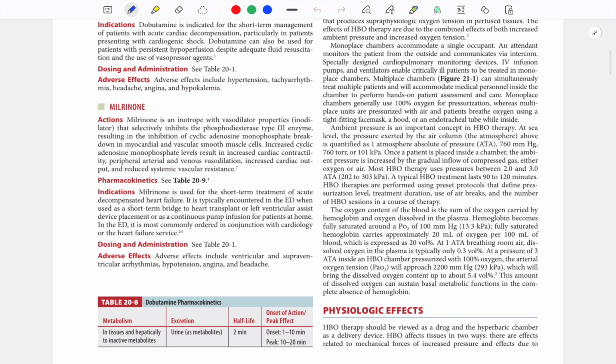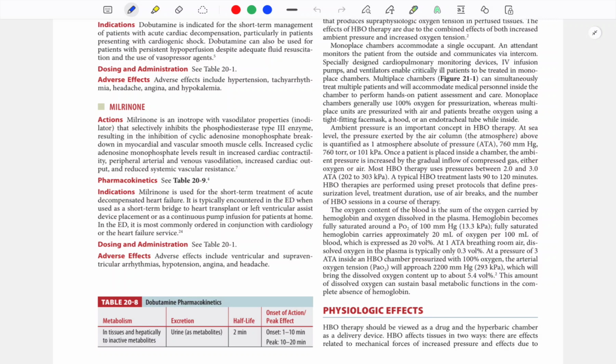So milrinone inhibits the phosphodiesterase 3, thus decreasing cAMP breakdown and increasing the cyclic AMP levels, thus increasing cardiac contraction. Its side effects are ventricular and SVT, arrhythmias, hypotension, angina, and headache.